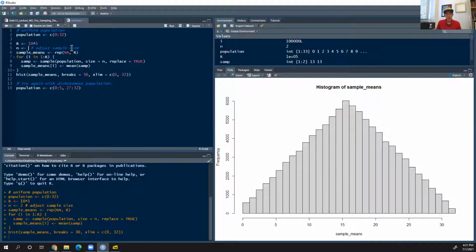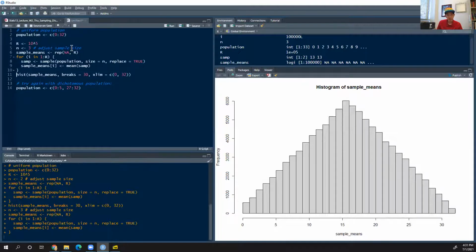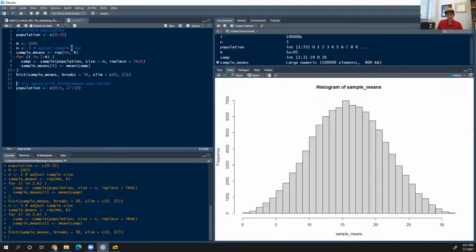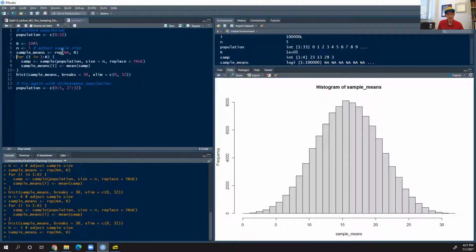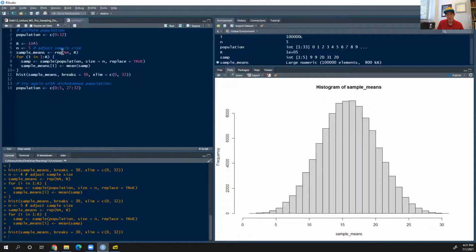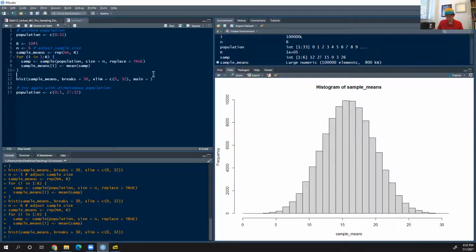Here, let's try samples of size 3. Okay, samples of size 3, we get a little bit of curvature here. With samples of size 4, it looks like that. Samples of size 5, and we get something that looks like this. Samples of size 6, it looks like that.